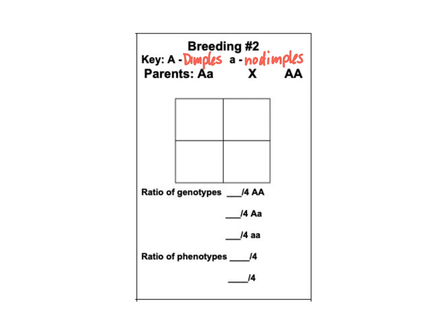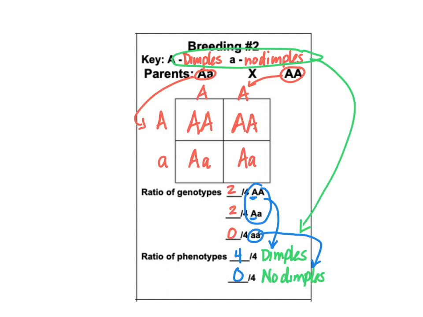So now I'd like you to try it on your own. We're going to use the same trait, so you're still going to be using dimples and no dimples, but you're going to be doing breeding pair number 2. So stop the video, work through it the best you can, and then turn the video back on and check your answers. So check your answers. How did you do? If you're having trouble with this, we're going to do 2 more examples, and you can always come to office hours at 11 and talk through the examples with me.